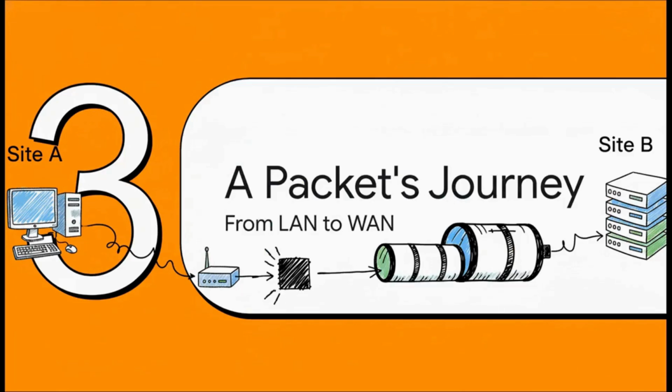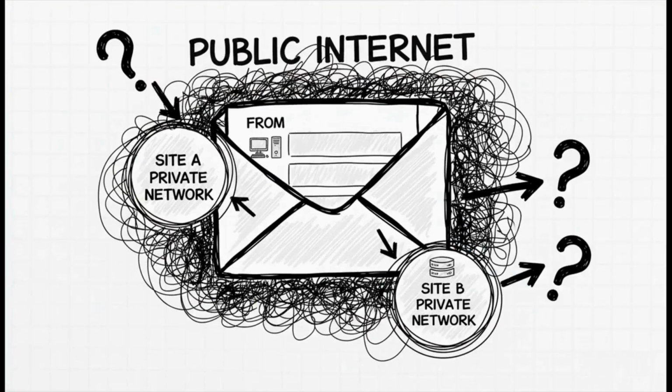Okay, the stage is set. Our secure tunnels are up and running. Now it's finally time to meet our hero, a single packet of data sitting on a computer in Site A that needs to get all the way to a server in Site B. And there it is, the original untouched packet. You can see it has a source address from inside Site A's private network and a destination address for inside Site B's private network. Now these local addresses, they mean absolutely nothing to the public internet. They're like an inside joke.